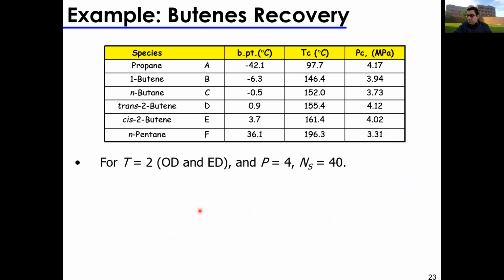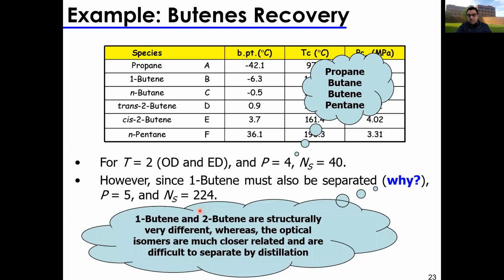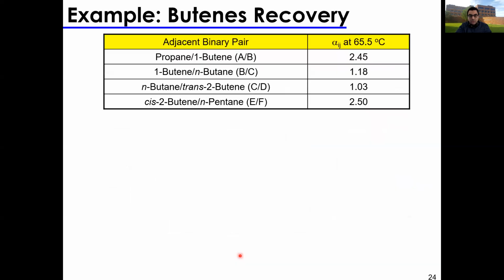So let's have a look here. Propane, butane, pentane, but 1-butene and 2-butene are structured very differently, so optical isomers are very close. That's why we had to do it over 2 steps. Okay, good. If we look at the relative volatilities of these, as we said, propane and 1-butene have a very high relative volatility. Butene and n-pentane also have a very high relative volatility.